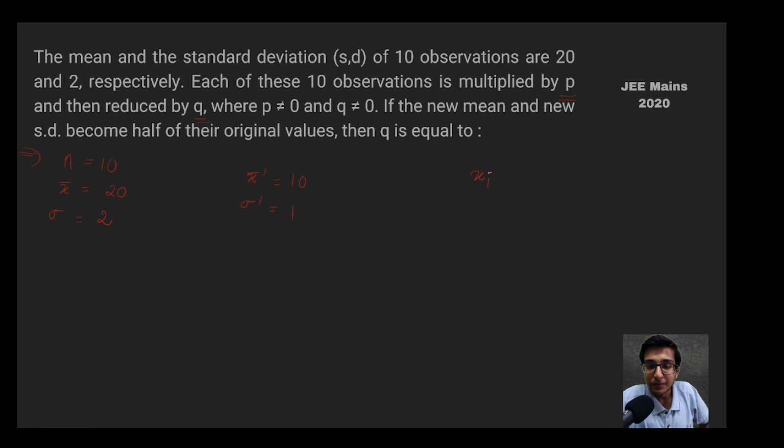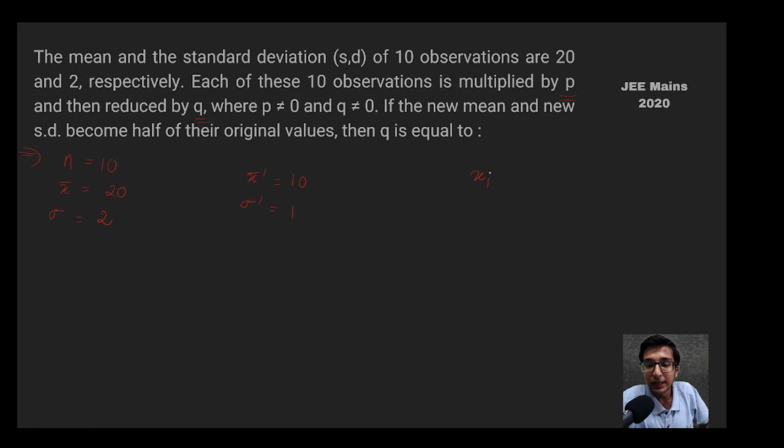Now let xi be the data set of which we have taken the observation, and here i belongs from 1 to 10. It has been mentioned in the question that each and every element has been multiplied by p first, and then they have been reduced by q. So now what would be our new variance, standard deviation and mean? Let us first look at the calculation of mean. This is the old mean, which is 20.